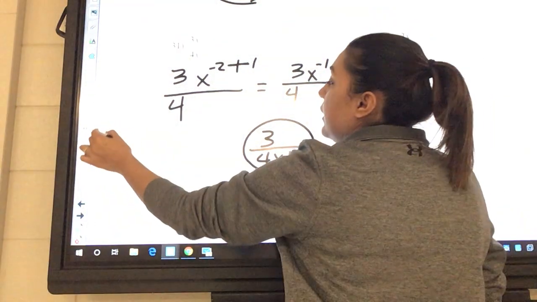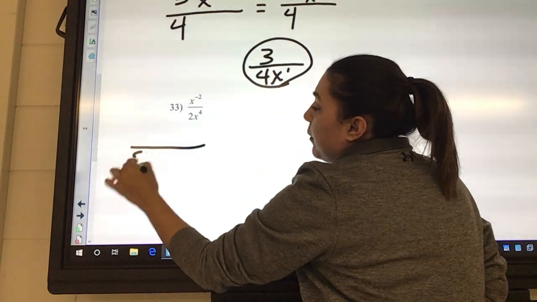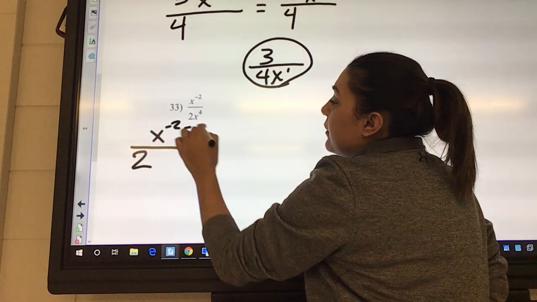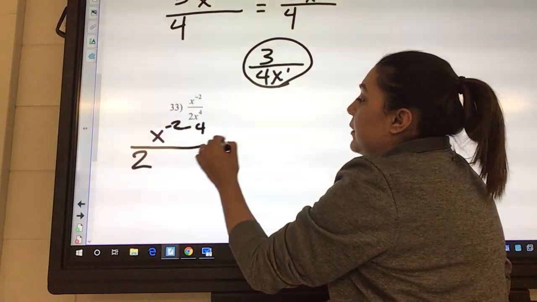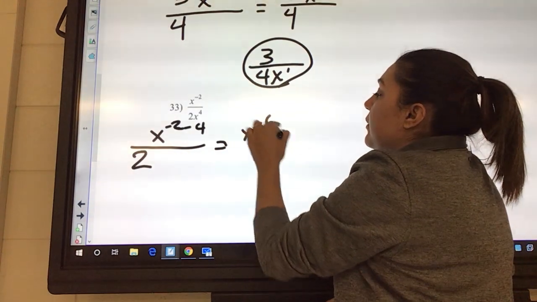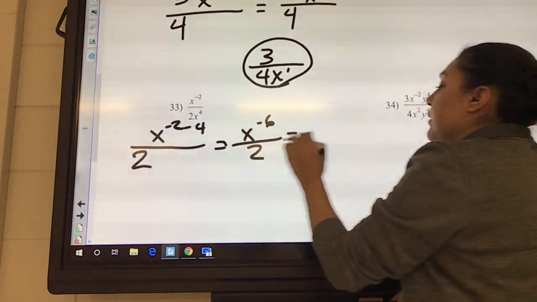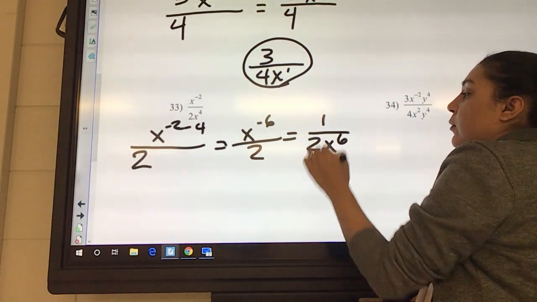33. We keep our big number, and we're going to have x to the -2 minus the bottom, which is 4. So up top, you're going to have x to the -6 over 2. We can't leave that up there, so it's going to be 2, and you're going to have x to the 6, and we put a 1 on top.